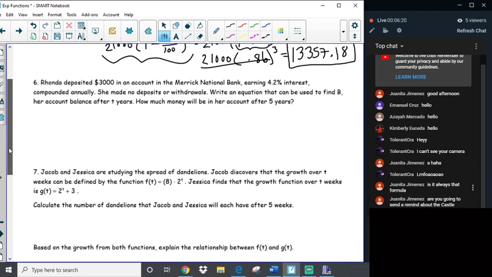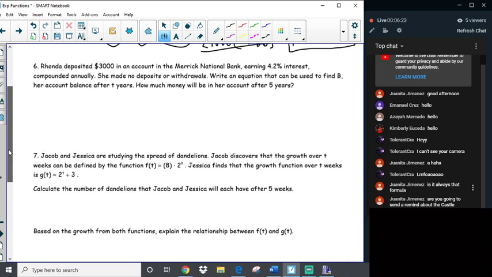So Rhonda deposited $3,000 in an account in the Merrick National Bank. Okay, so this is where she started. And it earns a 4.2% interest compounded annually. That just means that each year it's going to grow. She made no deposits or withdrawals, which means she doesn't touch the money. Write an equation that can be used to find B, her account balance after T years. How much will it be in her account after 5 years?